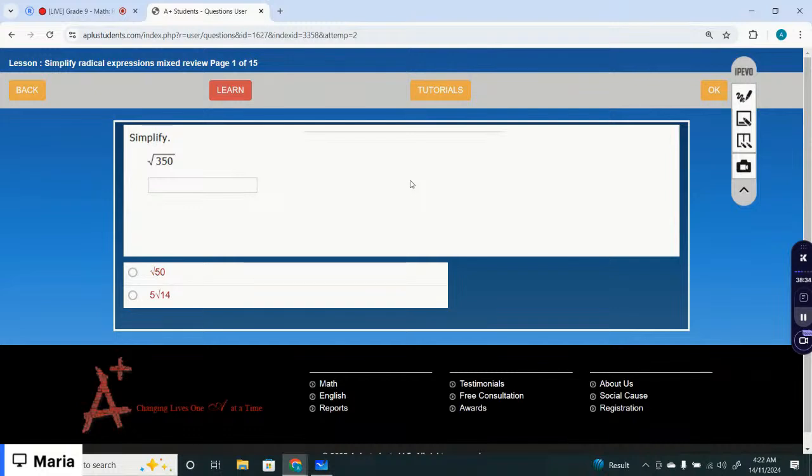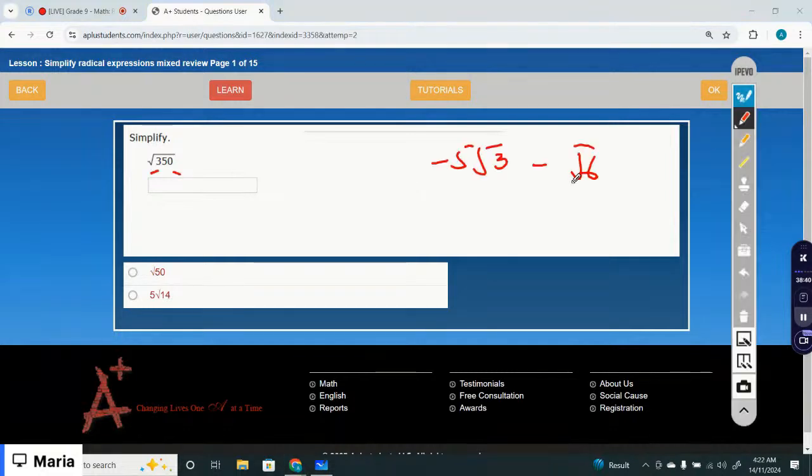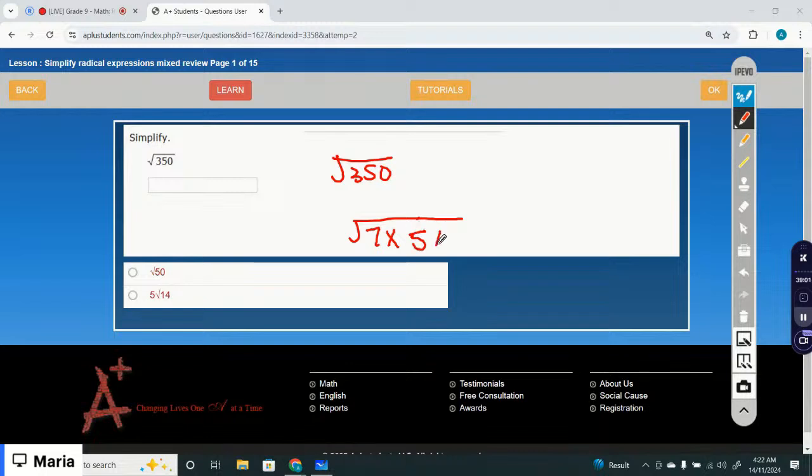Okay, so you have to simplify square root 350. Let's make the prime factors of 350. 7 times 5 is 35, and 7 is a prime number. Now for 50, 5 times 2 is 10 and 2 times 5 is 50. So you can write it as 7 times 2 times 5 square. They are the prime factors of 350.